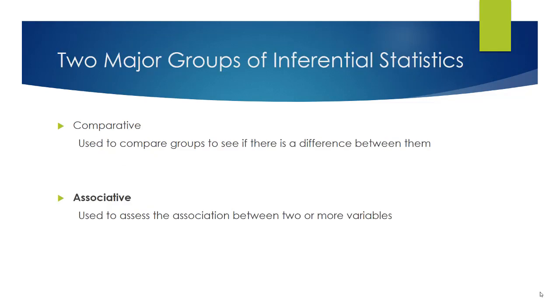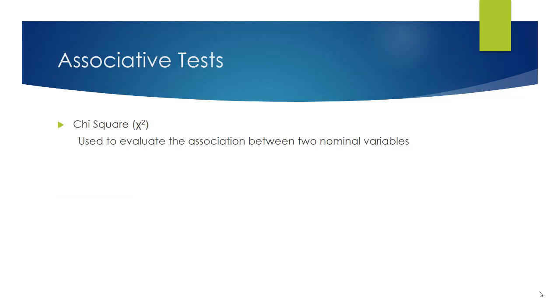As I mentioned, in addition to the comparative inferential statistics, we also looked at associative inferential statistics, which is when we're looking at the connection or the correlation between 2 or more variables. So one test that we looked at was the chi-square. This is used to evaluate the association between two nominal variables.